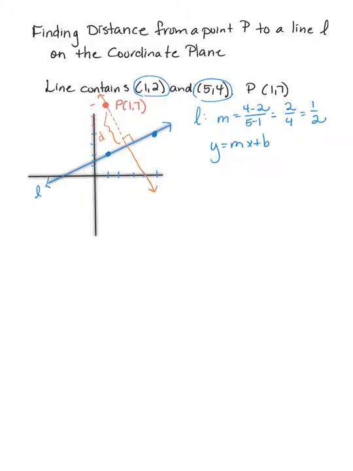So y equals mx plus b. I'm on the mission to find b now. When y is 2 and the slope is 1/2, x is 1. So 2 equals 1/2 plus b, or b is 1.5. So my equation for line L is y equals mx plus b, that is y equals 1/2 x plus 1.5.